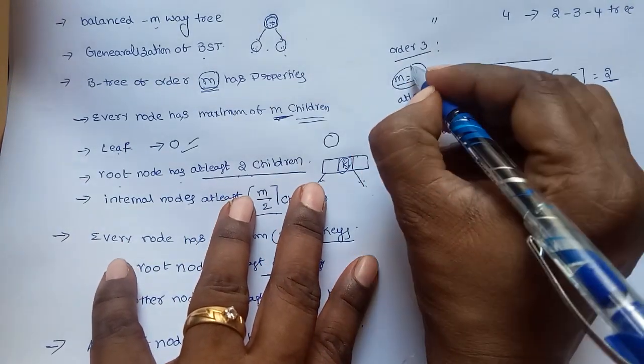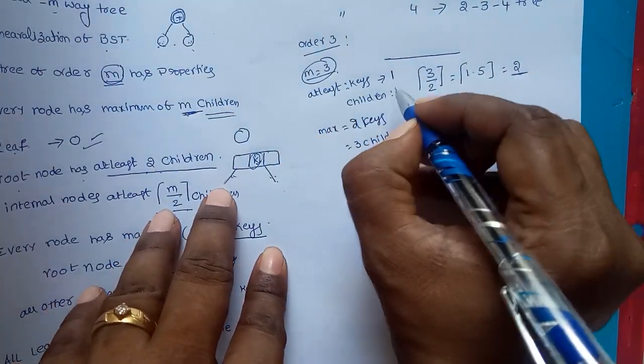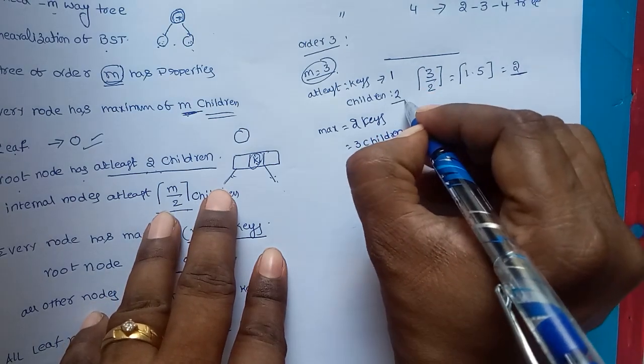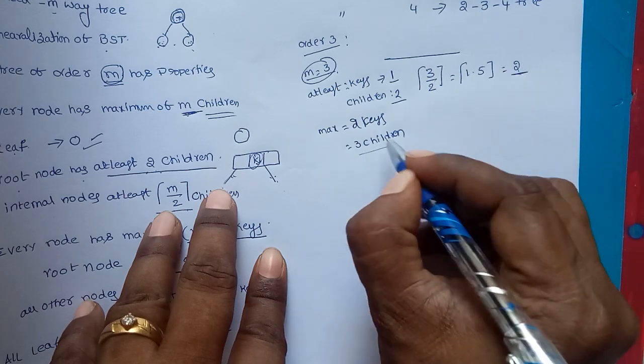First, let me write this down. So m is equal to 3 means what is the minimum case and maximum case? At least means the minimum case. The minimum case is 2 children and 1 key. The maximum case is 3 children and 2 keys.